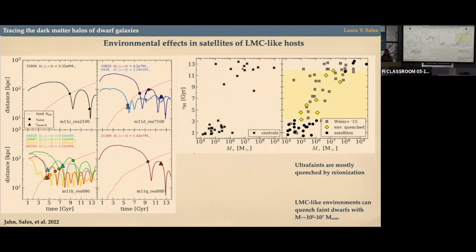Now, when you do the same with the satellites that are in those same high resolution zoom-in simulations, what you find is those could be the black symbols and the yellow ones. It's a similar trend. I'm not sure I understand the distinction you're making between satellites and other dwarfs.